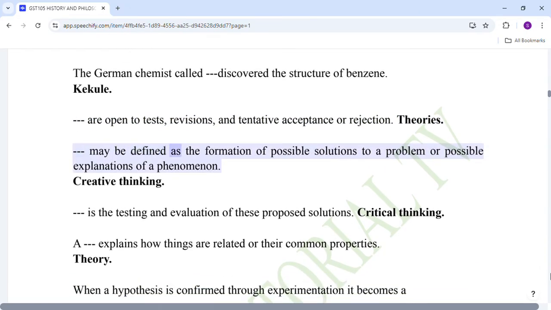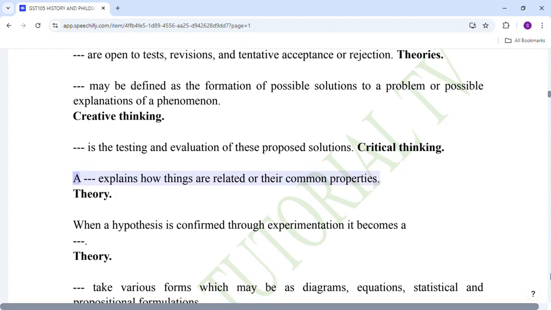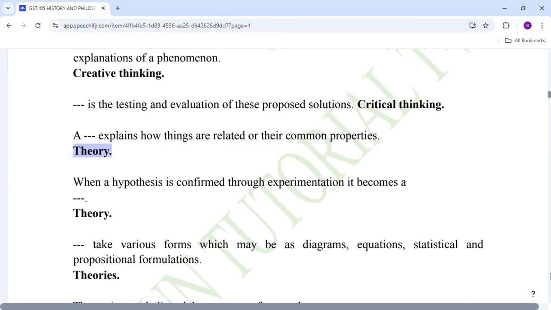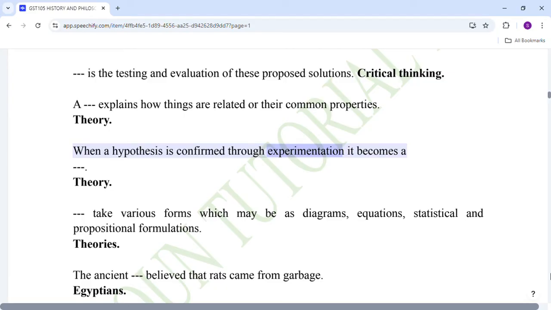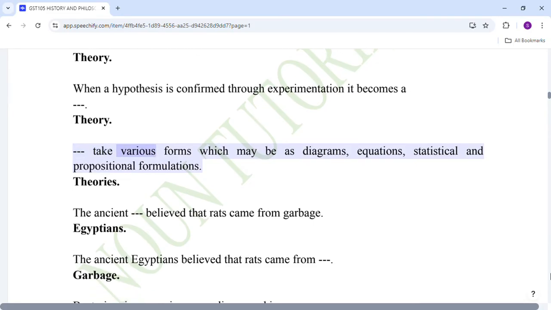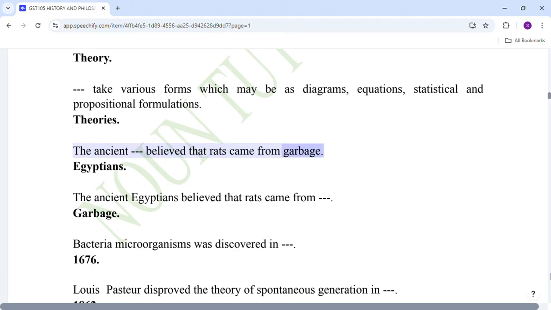Creative thinking may be defined as the formation of possible solutions to a problem or possible explanations of a phenomenon. Critical thinking is the testing and evaluation of these proposed solutions. A theory explains how things are related or their common properties. When a hypothesis is confirmed through experimentation, it becomes a theory. Theories take various forms which may be as diagrams, equations, statistical and propositional formulations.